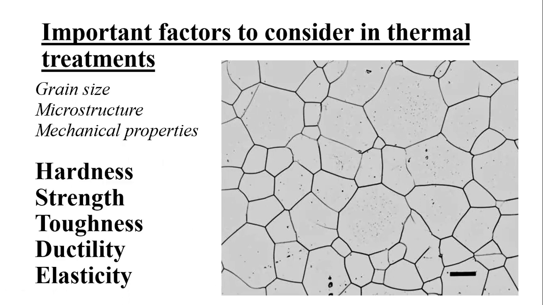Heat treatment provides an efficient way to manipulate the properties of the metal by controlling the rate of diffusion and the rate of cooling within the microstructure. So these are the important factors to consider in thermal treatment: the grain size, the microstructure that you want to have at the end of the thermal treatment, and which mechanical properties you want to improve. A smaller grain size usually enhances mechanical properties such as toughness, shear strength, and tensile strength.